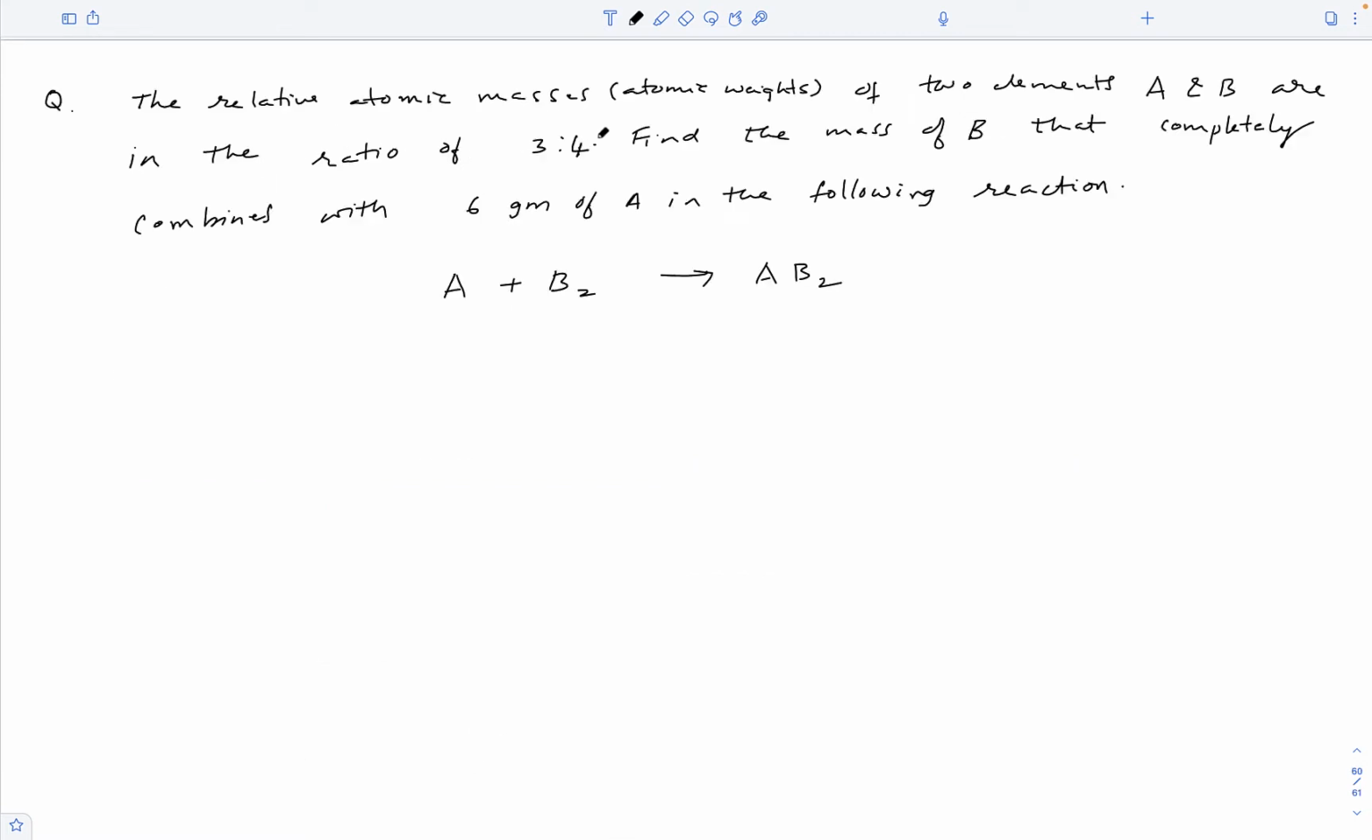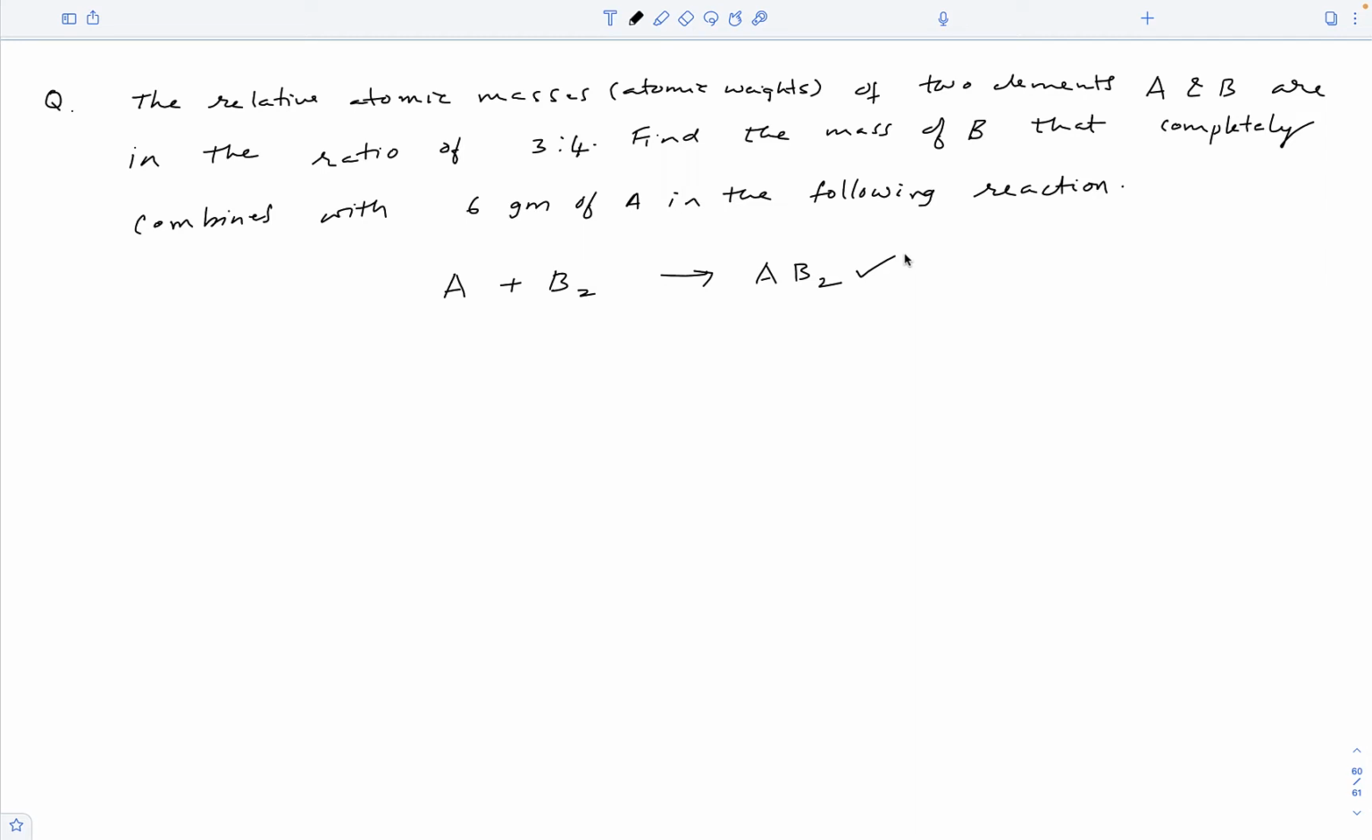Let us see if we can answer this question. It says the relative atomic masses or atomic weights of two elements A and B are in the ratio of 3 to 4. Find the mass of B that completely combines with 6 grams of A in the following reaction. And we are given the equation for that reaction. Now, can we even answer this question?